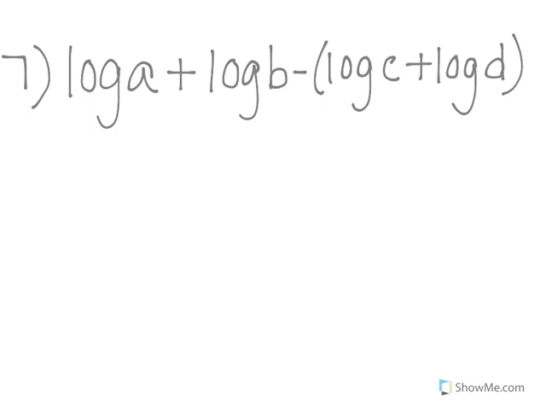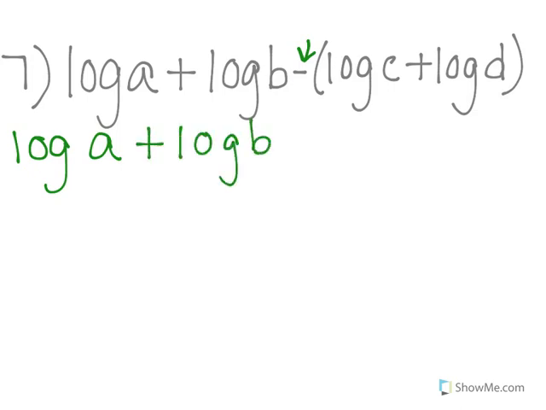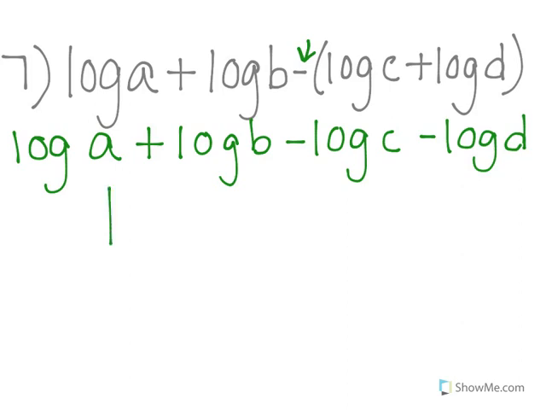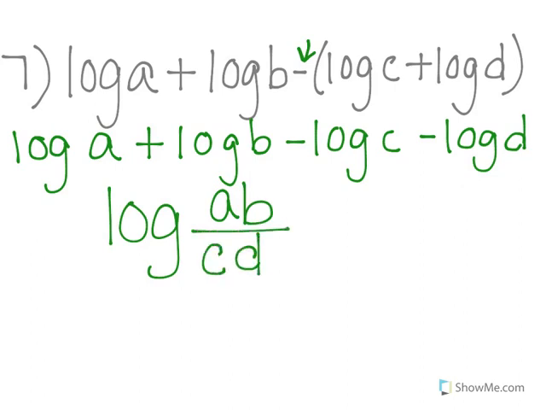Okay, so the first thing that you're going to do is distribute this minus sign right here. And you're going to get log of A plus log of B minus log of C minus log of D. And if you remember what I said, if there's a plus in front, that goes in the numerator. If there's a minus in front of the log, that goes in the denominator. So your final answer is log of A times B over C times D.